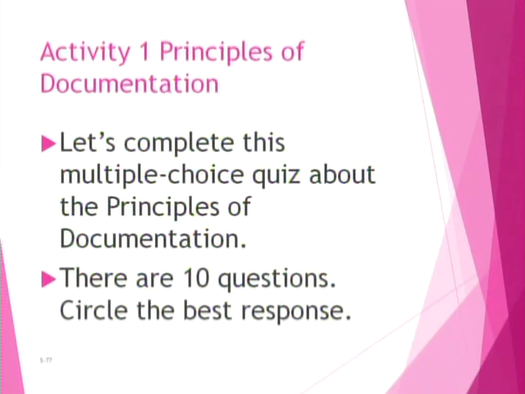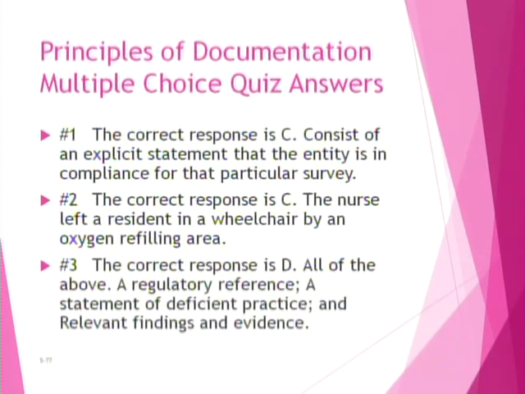All right, well, let's take a look then at the correct responses. Number 1, the correct response is C. Consists of an explicit statement that the entity is in compliance for that particular survey. Question number 2, the correct response is C. The nurse left a resident in a wheelchair by an oxygen refilling area. Question 3. The correct response is D, all of the above. A regulatory reference, a statement of deficient practice, and relevant findings and evidence.